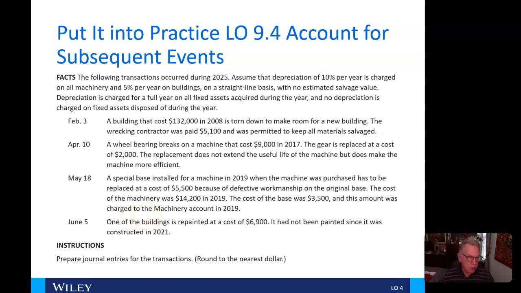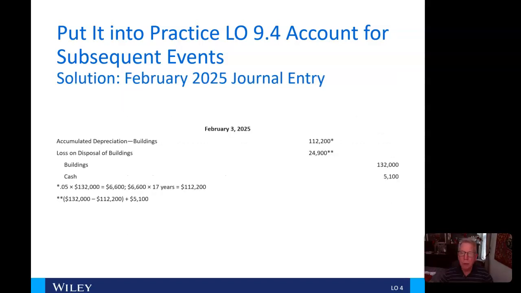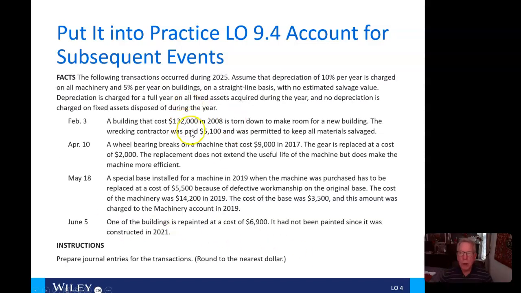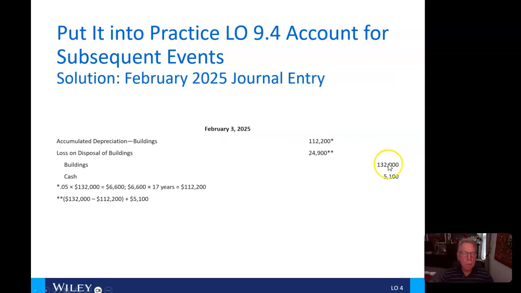What do these journal entries look like? These are very good illustrative examples. Let's look at the first one. Here, this is where we tore down the building, and the contractor was paid $5,100. So, if we tore down the building, accumulated depreciation was $112,200. We get that by taking 5% times $132,000. That's the amount per year. We had 17 years at $6,600 per year. That gives us our accumulated depreciation on the buildings.